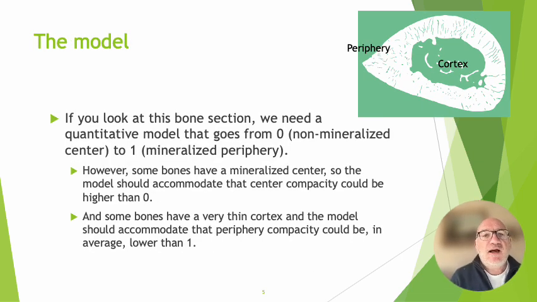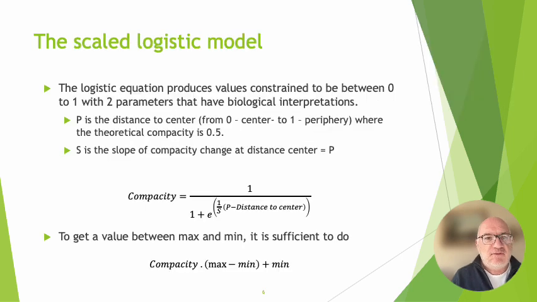If you look at this bone section at the top, we need a quantitative model that goes from 0, non-mineralized center, to 1, mineralized periphery. However, some bones have a mineralized center, so the model should accommodate that center capacity could be higher than 0. And some bones have a very, very thin cortex, and the model should accommodate that periphery capacity could be, on average, lower than 1. For this reason, we used a scaled logistic model.